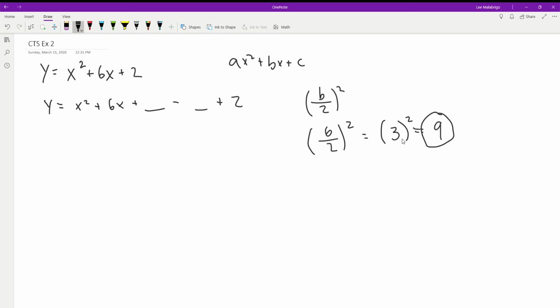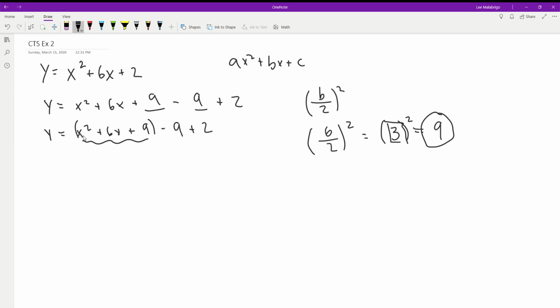Now, one important thing I want to point out to you is notice that this is positive 3. That's important because that's what this is going to factor as when we do the factoring part for the perfect square trinomial. So I'll show you that in just a second. So we have 9 here, and we have 9 here. Okay, so if we rewrite this on the next part of the worksheet, x squared plus 6x plus 9 minus 9 plus 2. Well, this factors nicely, and this combines to give us negative 7.